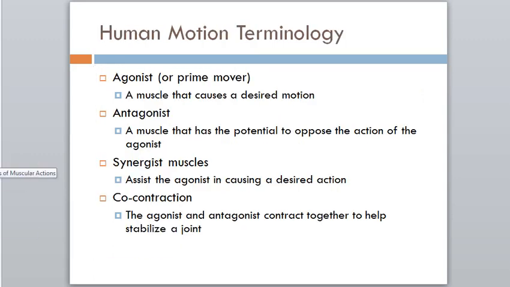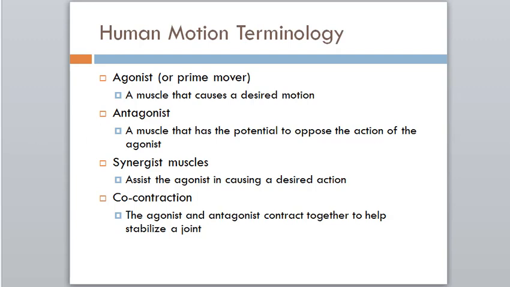So in order for this to occur, human motion, these muscles that we're talking about have particular terminology or different titles, and these titles change. But basically, the agonist is the muscle that produces that acceleration or deceleration. It's the muscle that's actually doing the work. The antagonistic muscle is the muscle that's not doing the work.